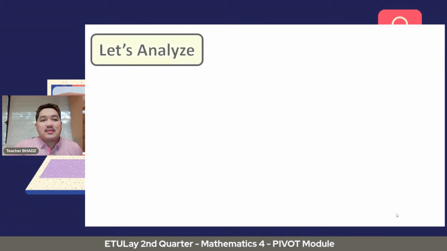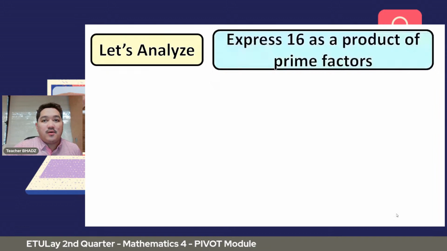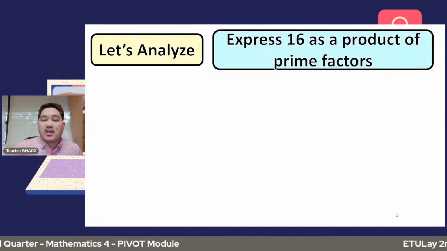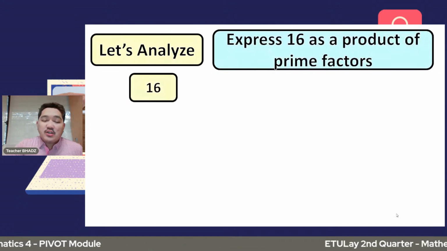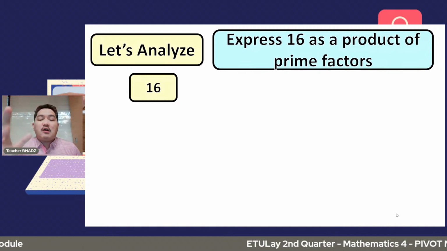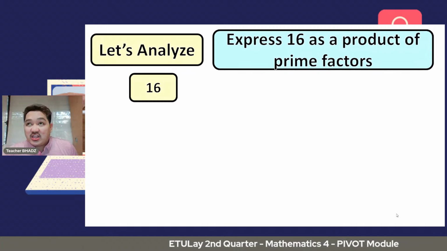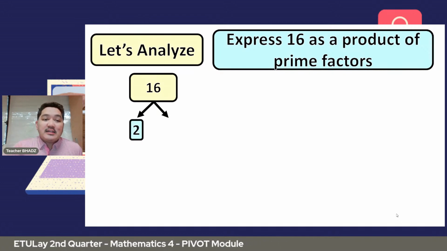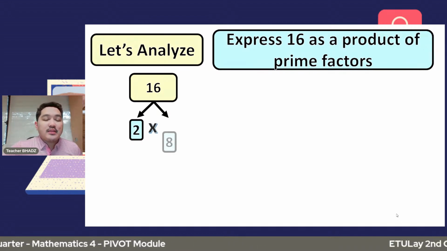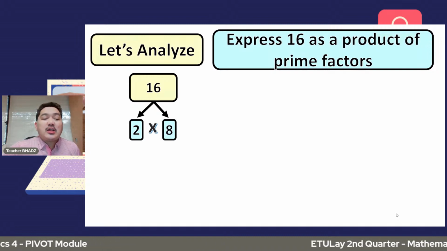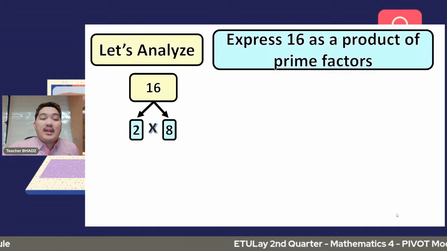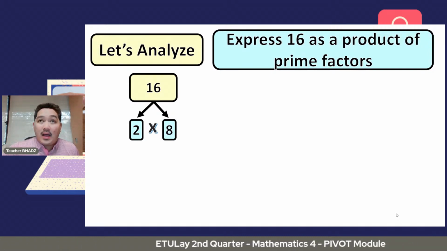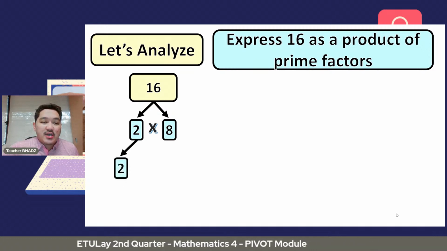Let's have this as our example. Express 16 as a product of prime factors. We can use the first method. So let's think of a number that can divide 16. We have here 2. 16 divided by 2 will give us 8. And papansinin natin yung 2, wala nang makakapag-divide sa kanya except 1. So, ilalagay na natin siya dyan, 2.